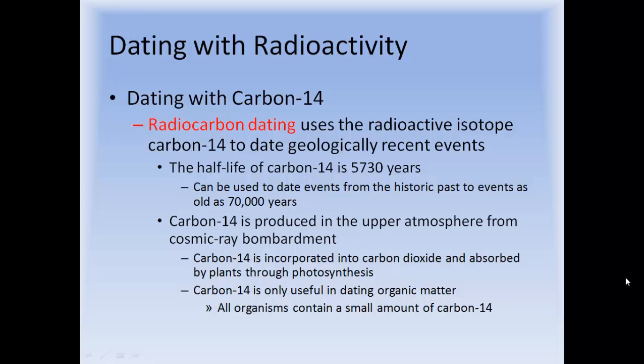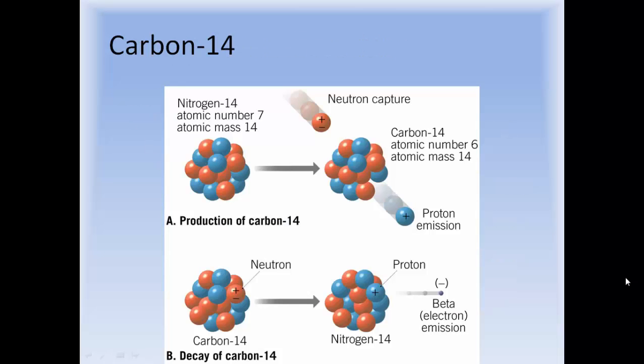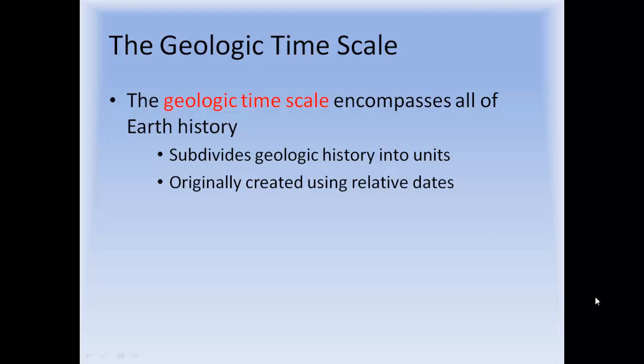Carbon-14 is produced in the upper atmosphere from cosmic ray bombardment. Carbon-14 is incorporated into carbon dioxide and absorbed by plants through photosynthesis. Carbon-14 is only useful in dating organic matter. All organisms contain a small amount of carbon-14. Okay, so here's actually carbon-14 has a neutron capture and proton emission, and then it decays with a beta electron emission.